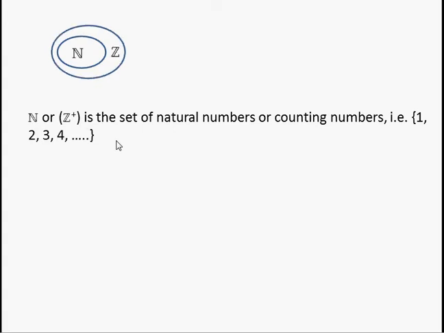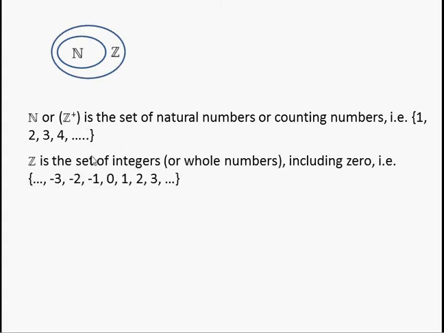Because the next set of numbers, Z, are the integers. So the natural numbers are the positive integers. But integers are all whole numbers, including 0. So negative whole numbers, 0 and positive whole numbers.